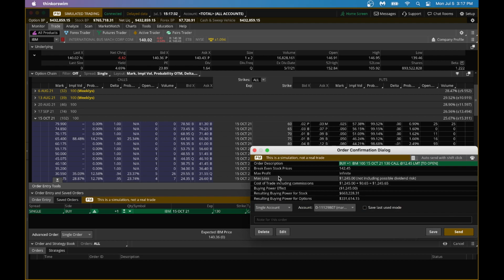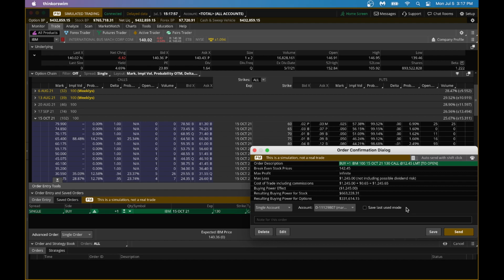My profit potential is infinite, as you can see here. If the stock goes above 142.45, which is about $1.40 above current stock price, I will break even. If the stock goes below this break even point, I will lose my entire premium that I paid, which is 1245. So I could confirm and send this. This is one way to play.